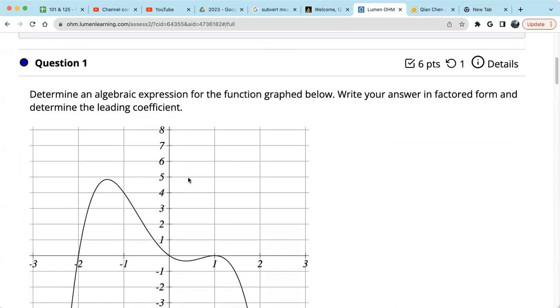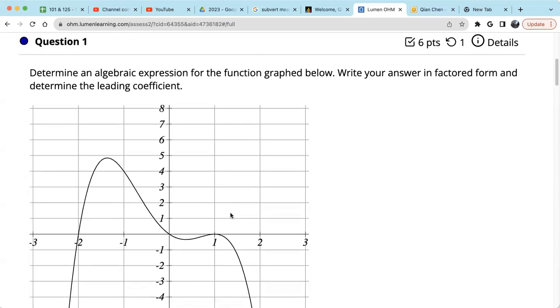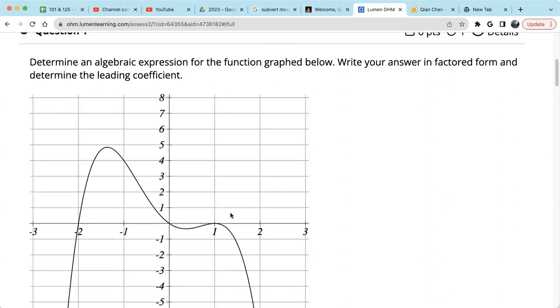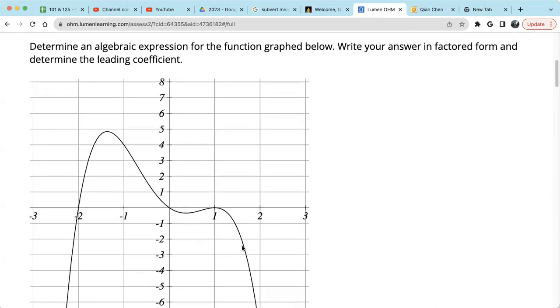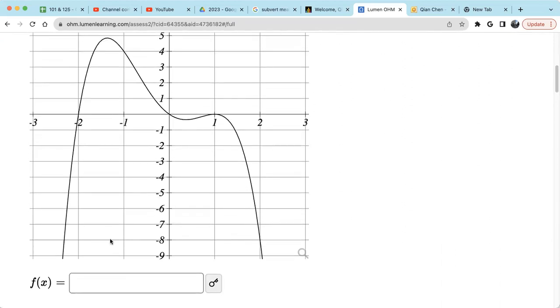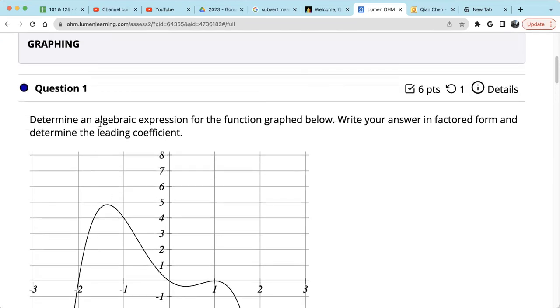Let's see the first question. It says determine an algebraic expression of a function for this graph. We know a function has at least five representations. Just like a person, like me: I'm a mom at home, but I'm teaching in school, stuff like that. So a function has five kinds of representations. The graph is one of them, and the algebraic expression is another.